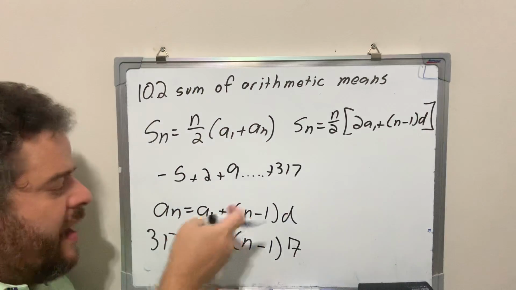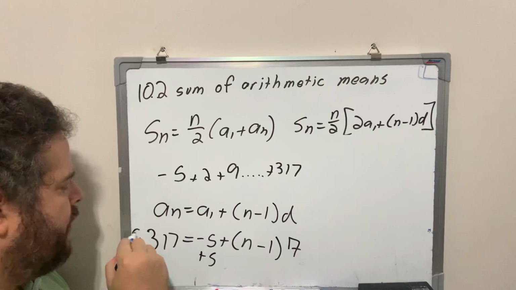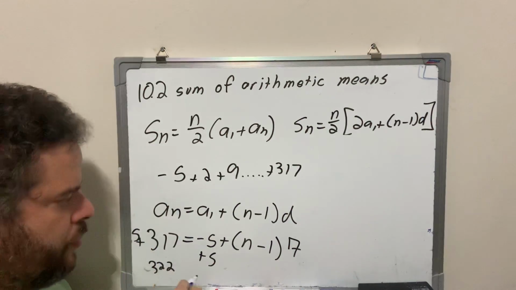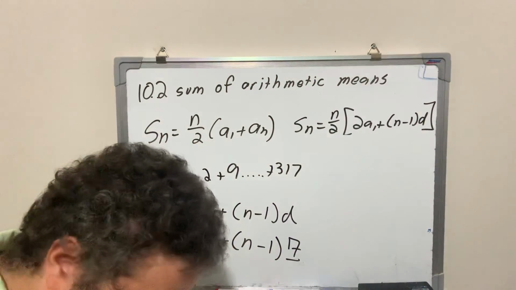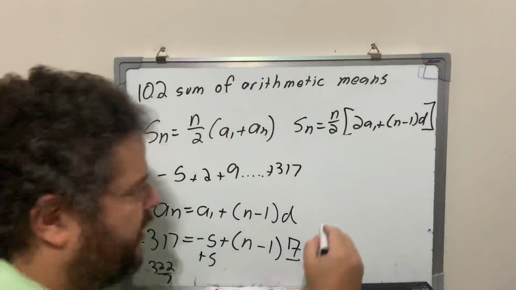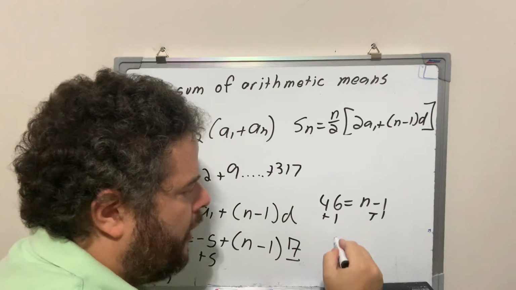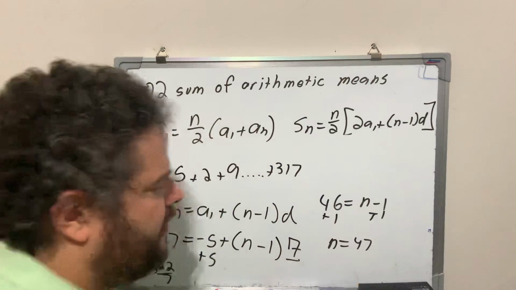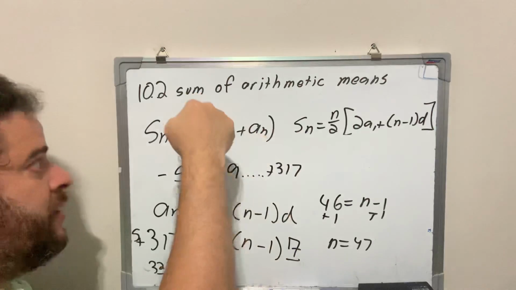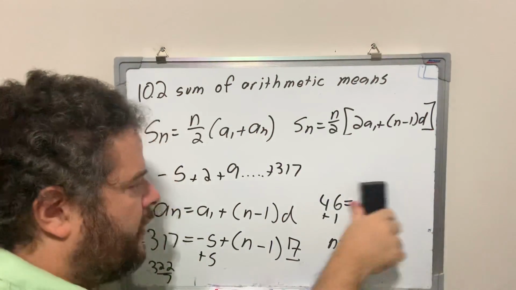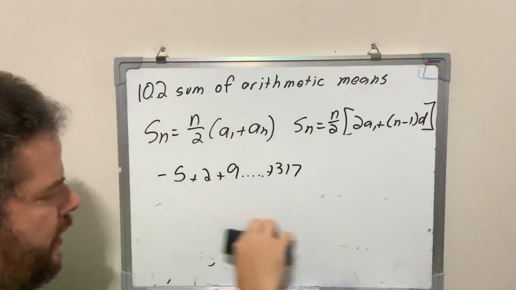All you have to do now is isolate the n to find the n. First you add 5, this becomes 322. Then we divide by 7, that becomes 46. So you end up with something that looks like this. Then you add 1, and the number of elements equals 47. Now that is important because I will be using that n to plug in here. Now that I know that my n is 47, let's start plugging in the values.